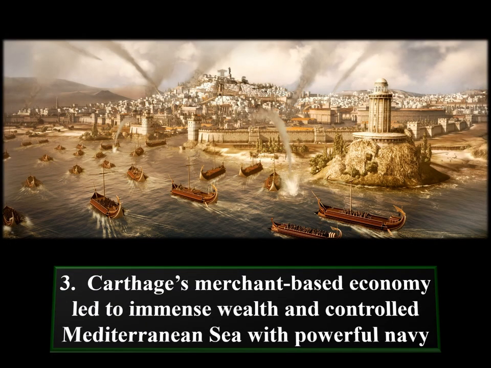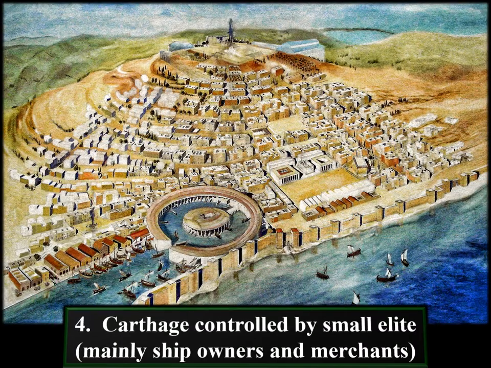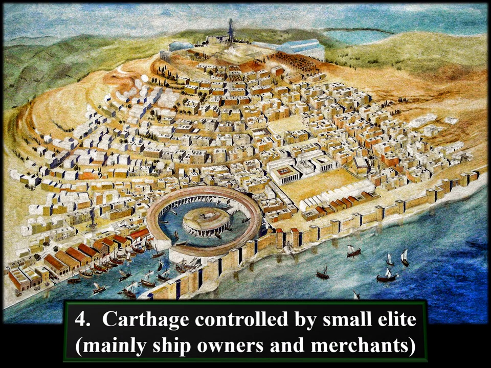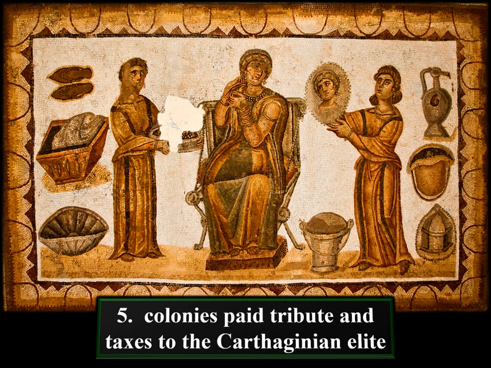Carthage's merchant-based economy led to immense wealth, and they eventually controlled the Mediterranean Sea with their powerful navy. Carthage was controlled by small elite groups, mainly ship owners and merchants. They were the elites in the Carthaginian Empire, and they had the most power. The colonies paid tribute and taxes to the Carthaginian elite. It was more like an oligarchy.